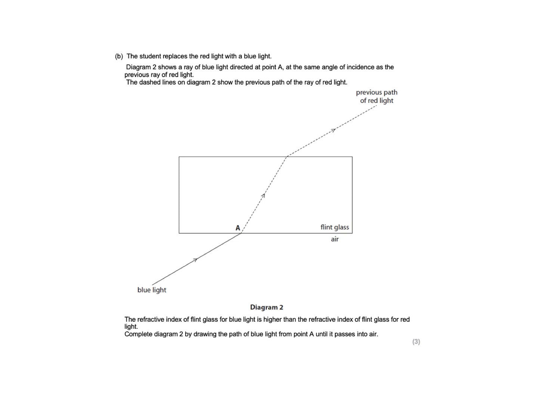Now, different lights have different refractive indexes. So blue light has a higher refractive index. That means it is going to bend more towards the normal. So if I'm drawing my blue light on, it will look something like so. It's going to bend towards the normal more. And then when it exits the glass block, it's going to be parallel with the previous red light ray. And that's because when they're back in air, they're going to travel at the same speed, so return to the same angle.